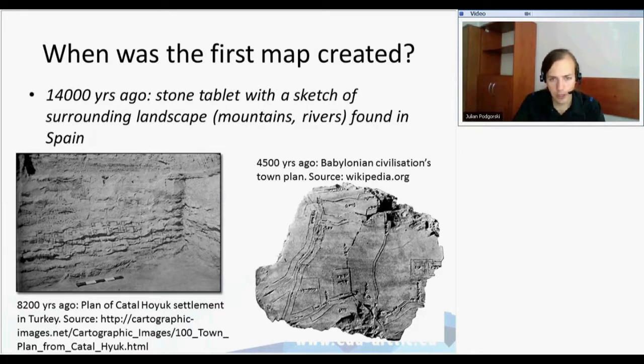And the first map that's actually a map was made 4,500 years ago, so 2,500 years before the current era. It was made by the Babylonian civilization, and what we know of it is a piece of a clay tablet with a plan of an area in a town carved into it. If you look at it, it really does resemble a current map. You can see a road indicated by a double line. You can see different rectangles that represent houses.